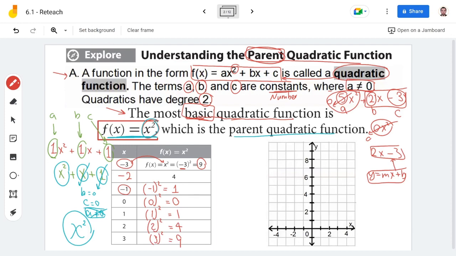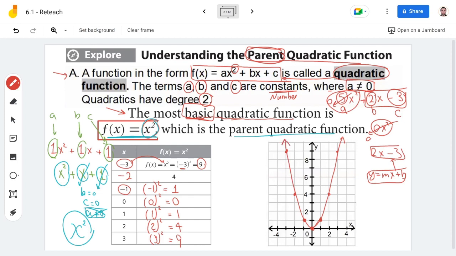So as you can see here, we have this quadratic function with the points. Now let's plot the points. The first one, we have 0, 0. We have 1 and 1. We have negative 2 and 4, 2 and 4. And we have negative 3 and 9, 9 is here, and we have 3 and 9 here. So as you can see, my quadratic function goes like this curve here.